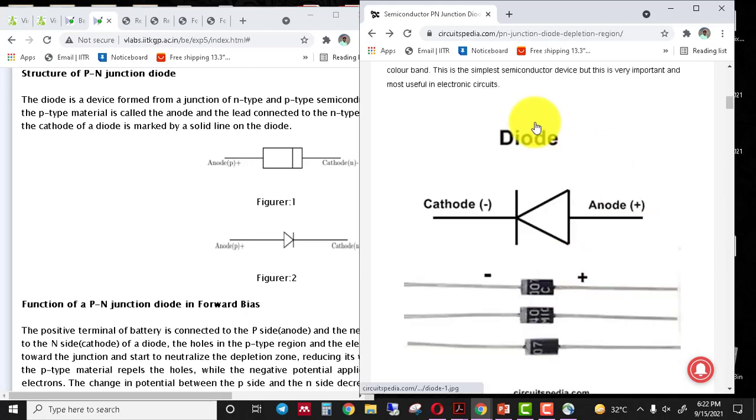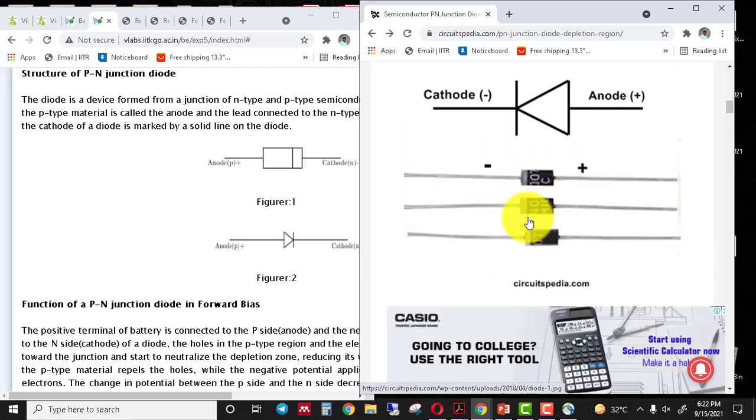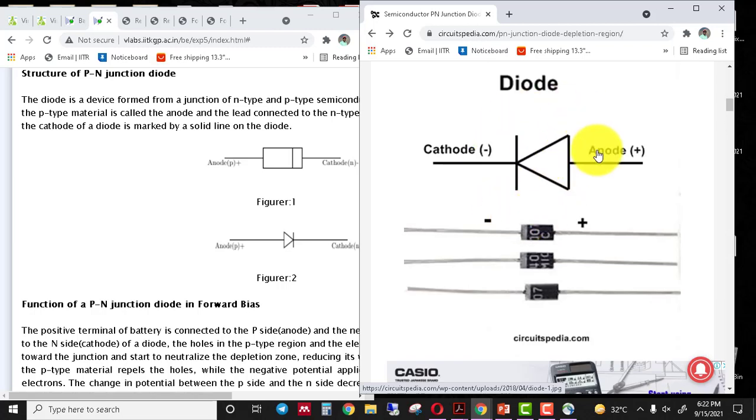This is the circuit symbol of the diode, and this is the real picture of the diode. Here you can see that the triangular part represents the P-type semiconductor and the vertical line represents the N-type semiconductor. The lead connected to the P-type semiconductor is called the anode, and the lead connected to the N-type semiconductor is called the cathode.